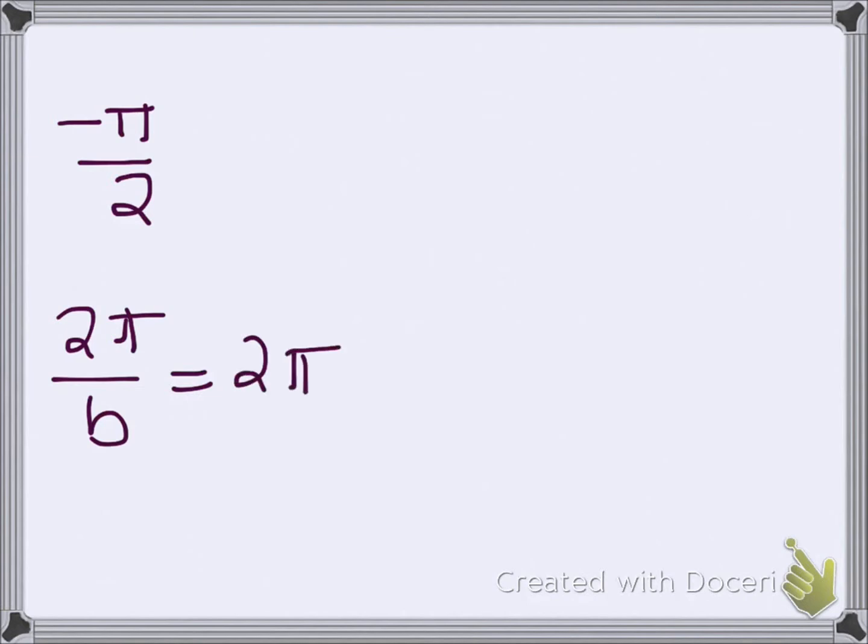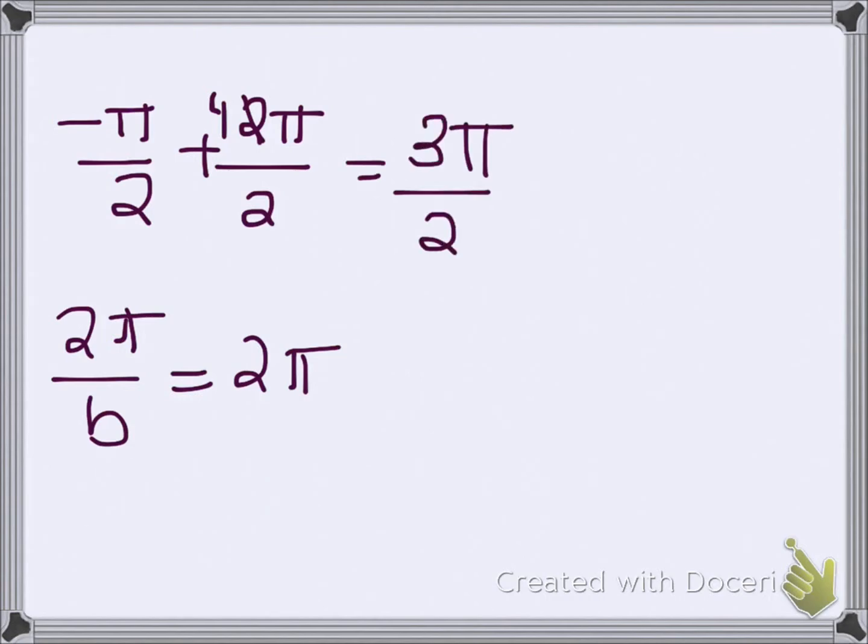So if you have a C, you will only need to have the first and last point in your graph. So if you start the graph at negative pi over 2, you have to add the period, and you get that by doing 2 pi over B, and we saw that the period equals 2 pi. So you add 2 pi to this, and this is 4 because you have to get the common denominator, and this would equal 3 pi over 2. So this equals your last point.